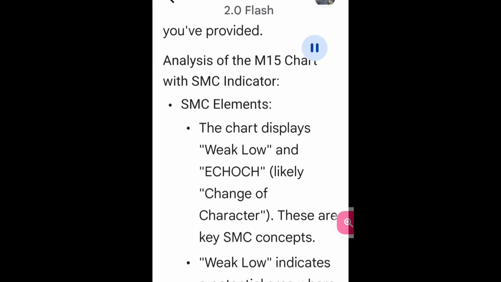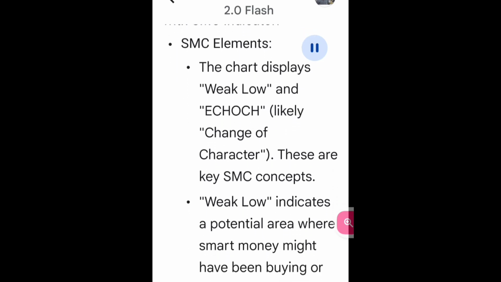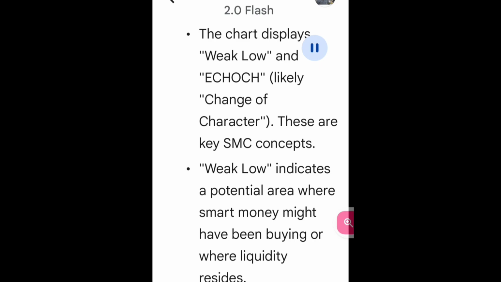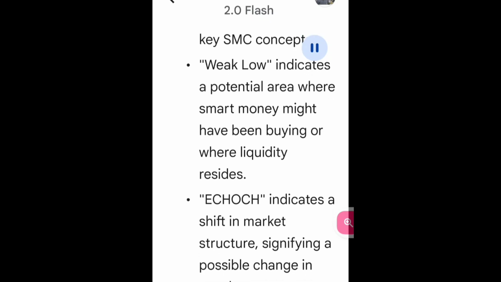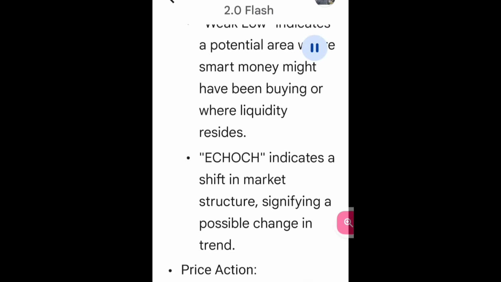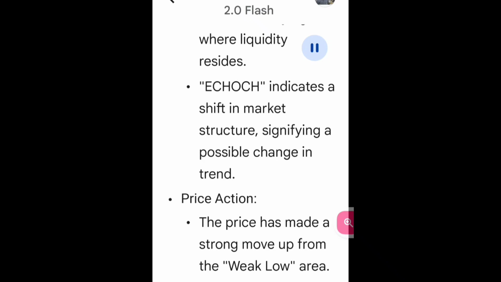The chart displays weak low and ECHOCH, likely change of character. These are key SMC concepts. Weak low indicates a potential area where smart money might have been buying or where liquidity resides. ECHOCH indicates a shift in market structure, signifying a possible change in trend.